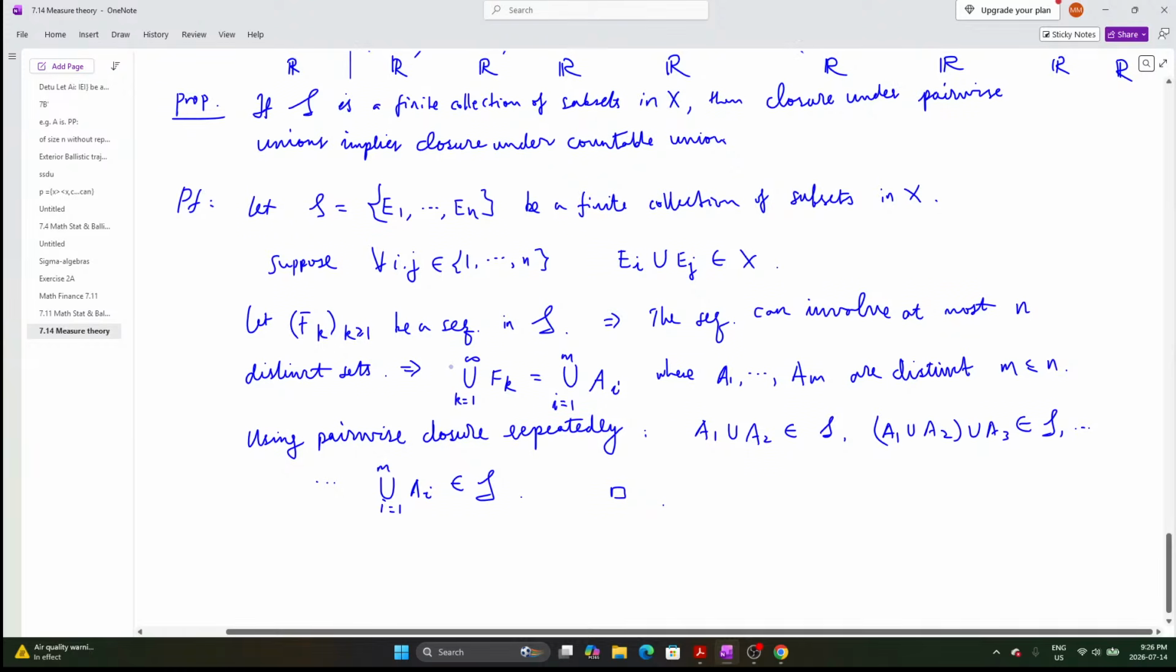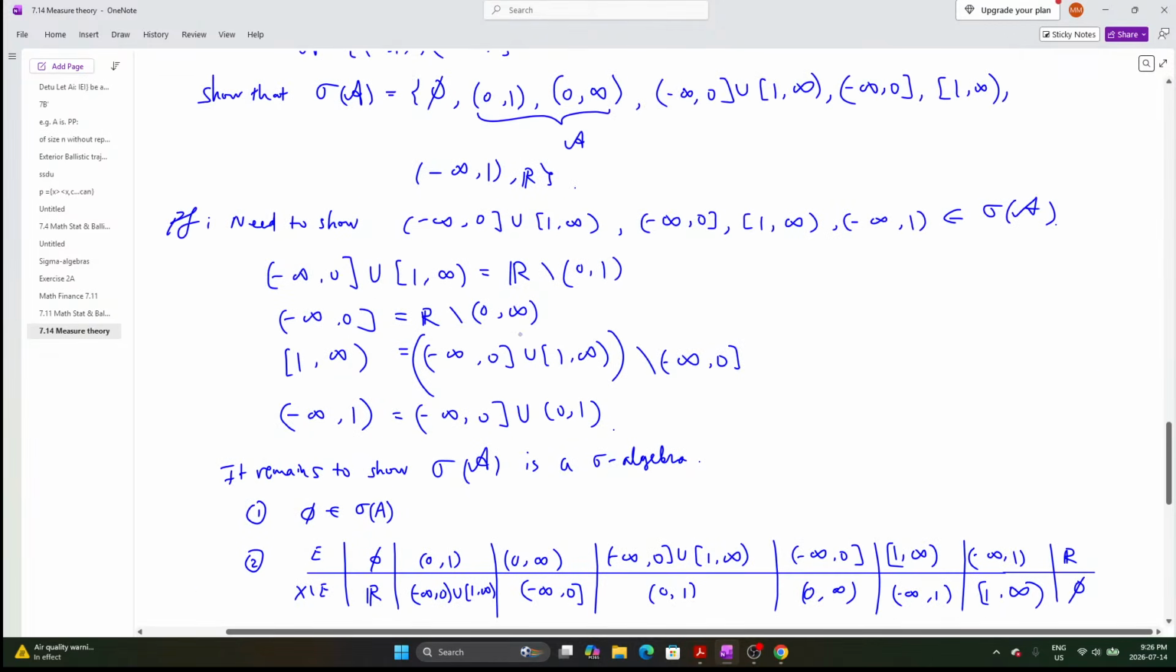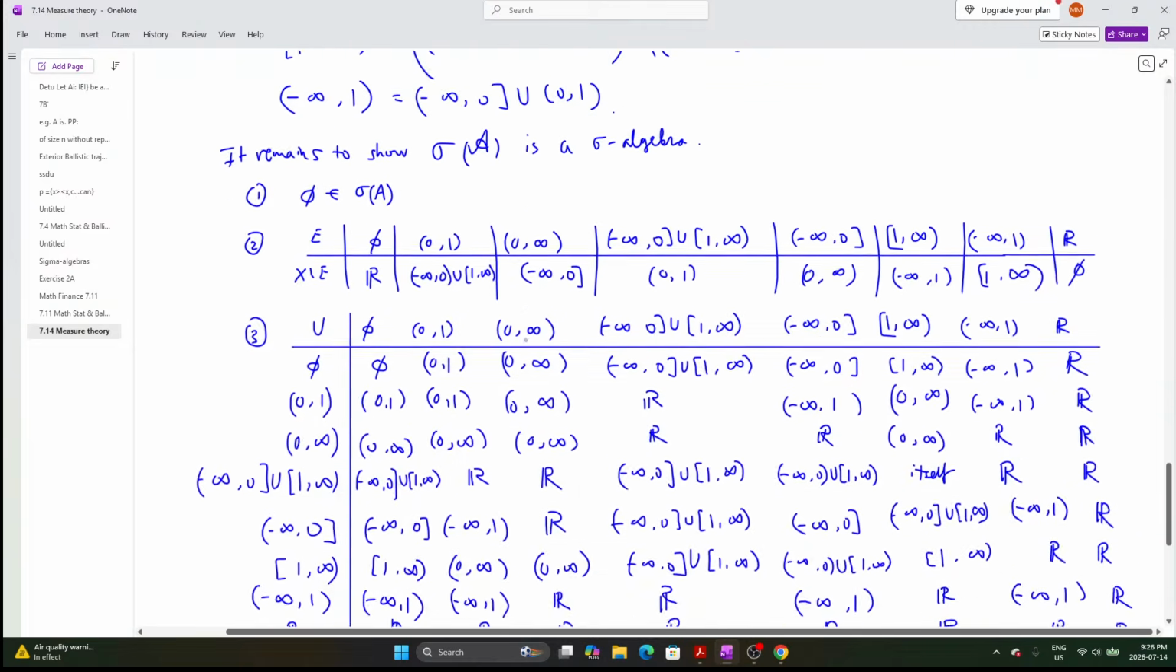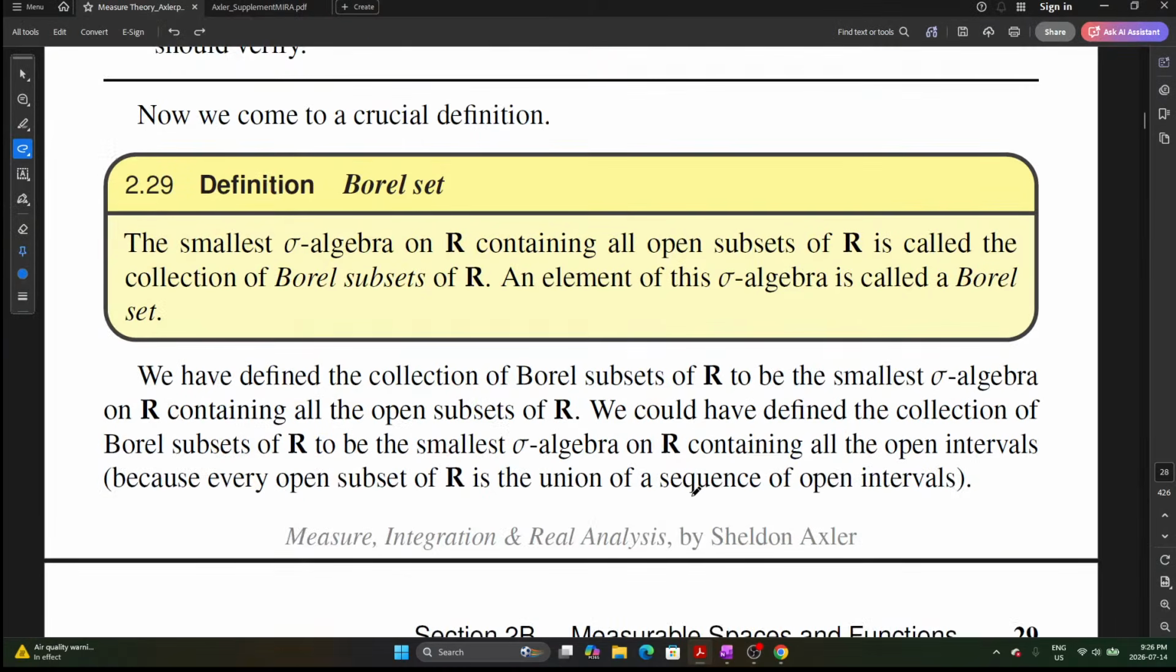This is a little proposition. Okay, so this tells us that for finite collection, to verify countable union is closed, you just need to verify pairwise union is closed using this giant table. Okay, so let's continue.